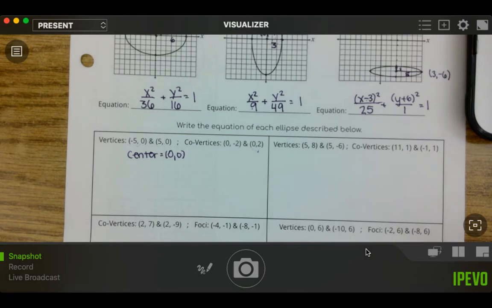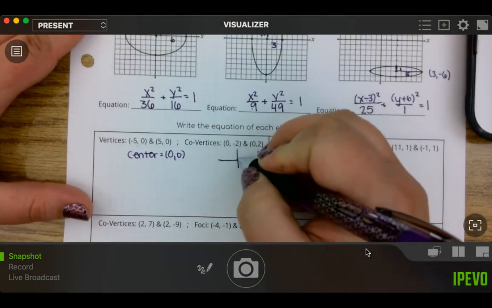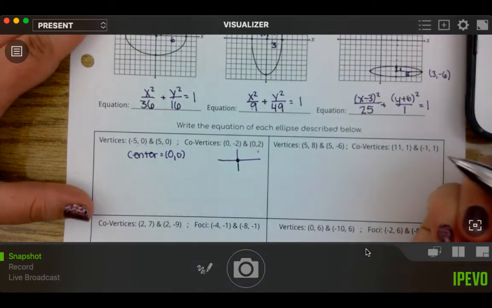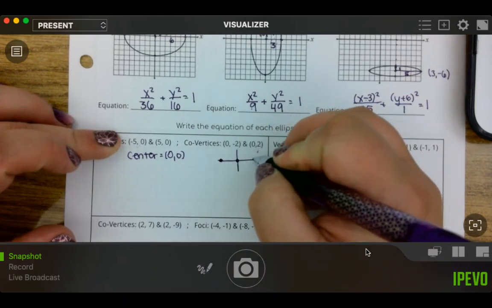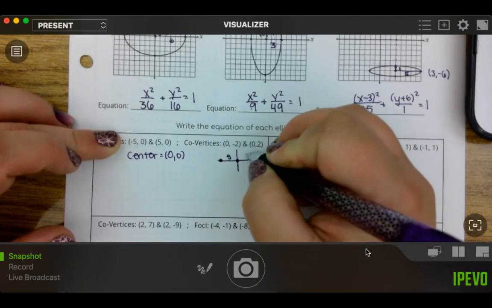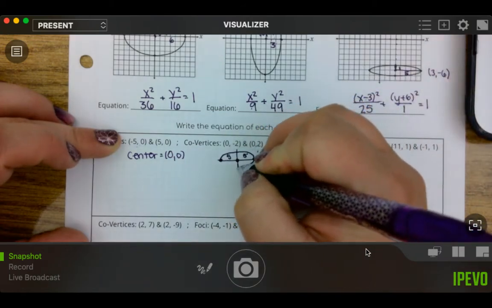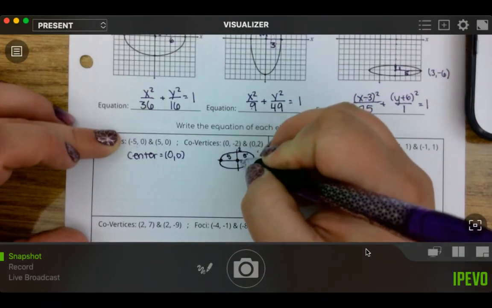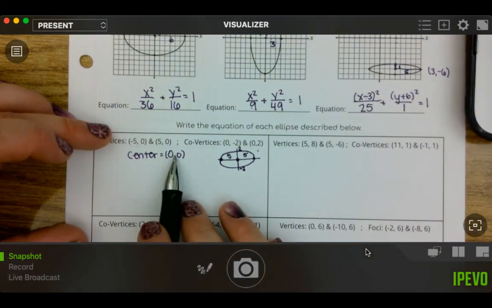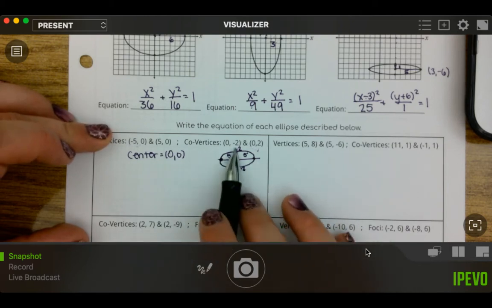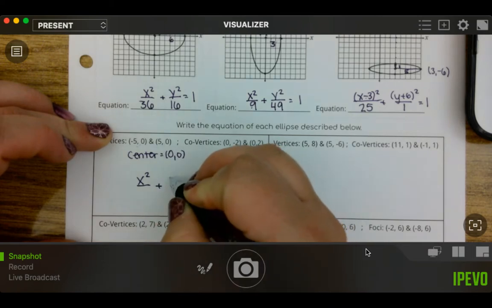Okay, so this one's pretty simple because if we were to draw this on a graph, here is 0, 0. -5, 0 and 5, 0 would be this way, and this way 5. And the vertices would be up 2 and down 2. So since it's at 0, 0, it's not very hard to count to the vertices and co-vertices. So we already know what the distances are.